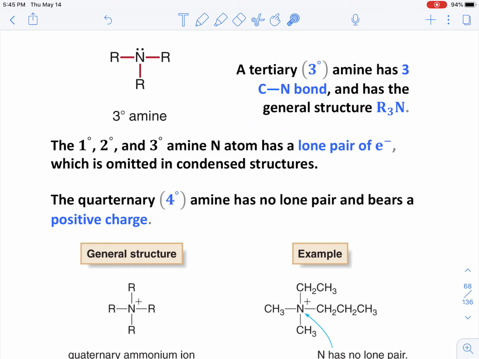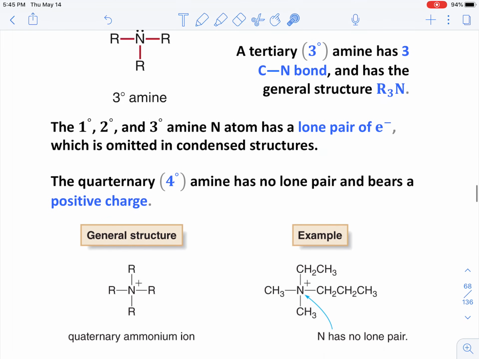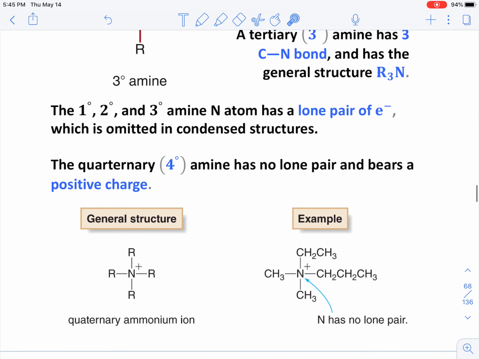So in short, to summarize, the primary, secondary, and tertiary amines have a lone pair on the nitrogen atom. It can be omitted when you are drawing either condensed structures or skeletal structures, much like we omit the lone pairs on the oxygen of an alcohol when we draw it using the skeletal structure. But we just need to know in the back of our mind that it's there. Remember, our carbons, oxygens, and nitrogens, as well as fluorines, must follow the octet rule.